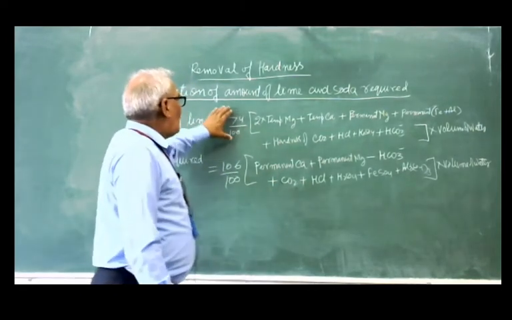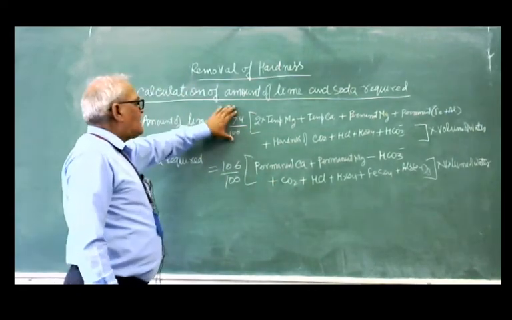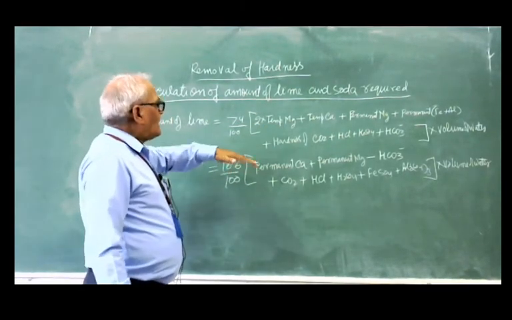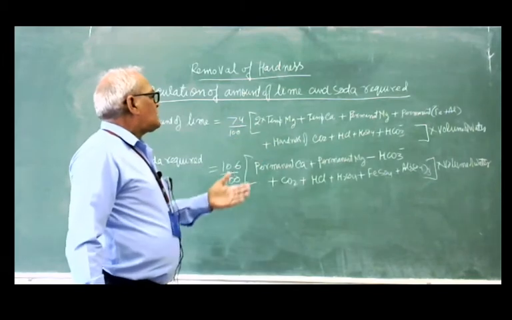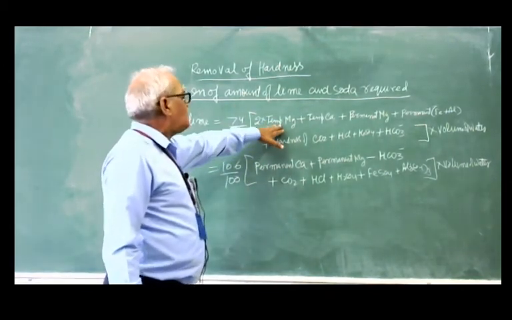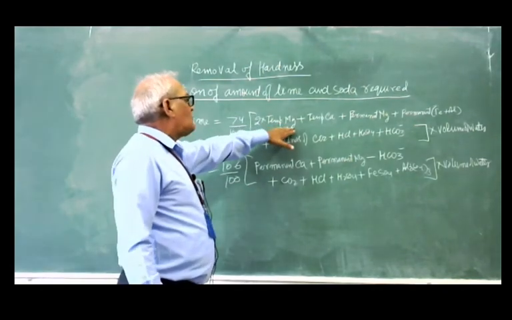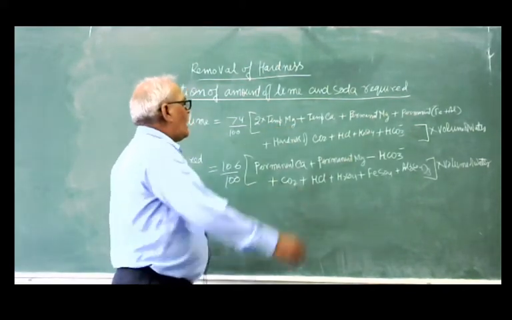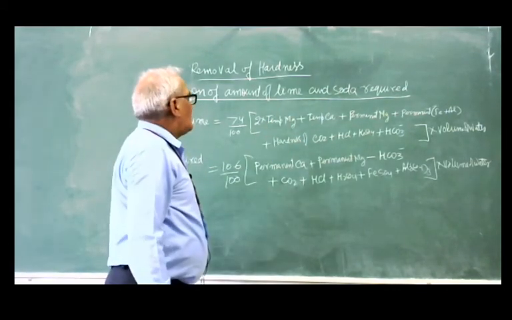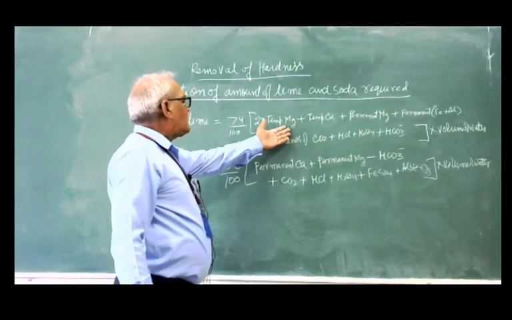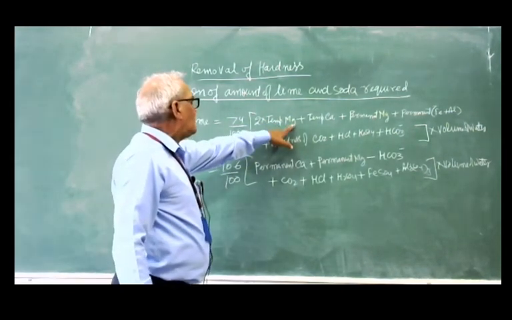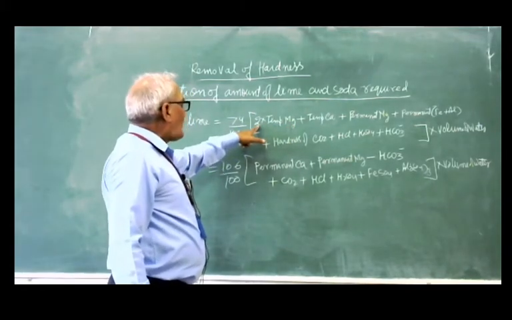So here we multiply 74 by 100, the multiplication factor. Now here, just before I told you that twice the lime is required for removal of the temporary hardness of the magnesium bicarbonate. Therefore, as we know, magnesium bicarbonate imparts temporary hardness. So I write here temporary hardness of the magnesium bicarbonate, twice.